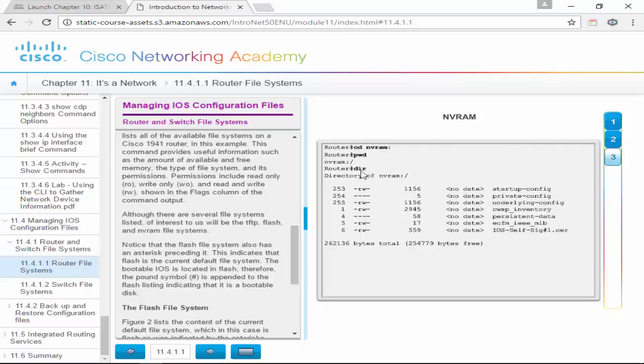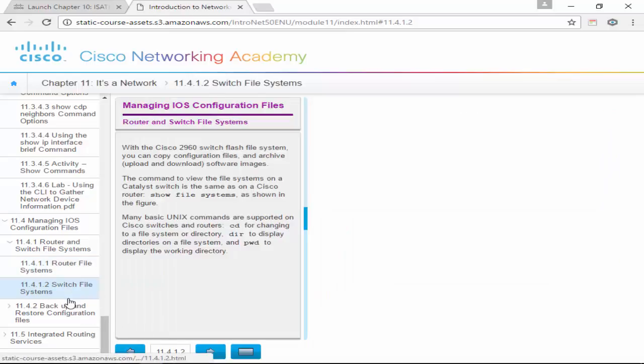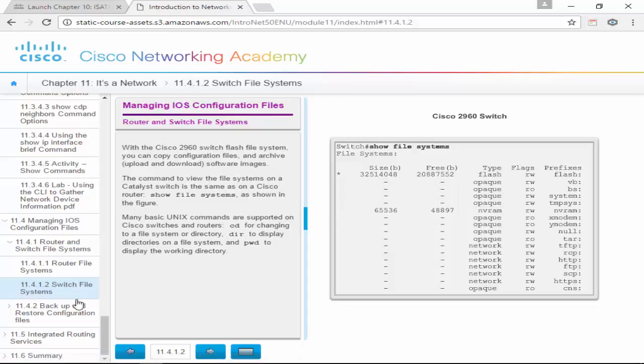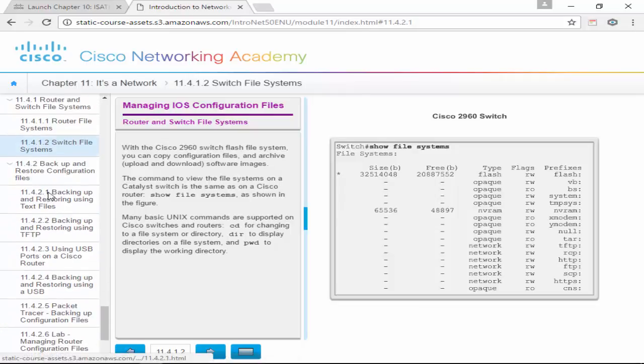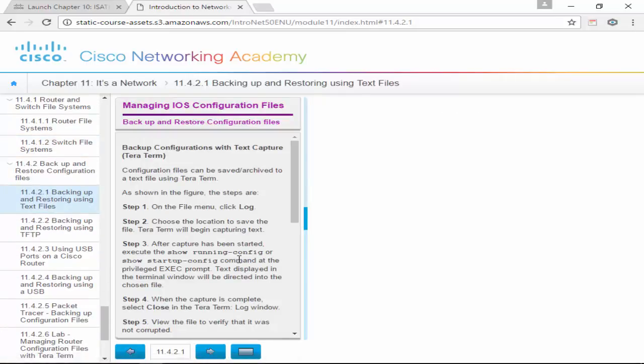We can look at the NVRAM if we want to. I never actually look at this, but this is what's in our NVRAM, and that's our startup config, right? The switch file systems, same deal. So now, backing up and restoring.